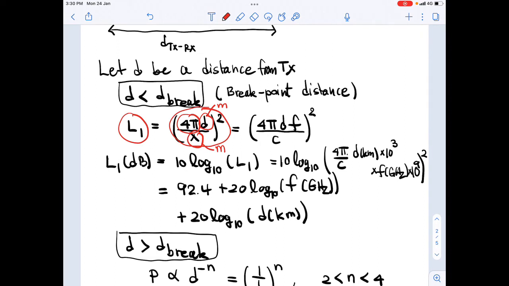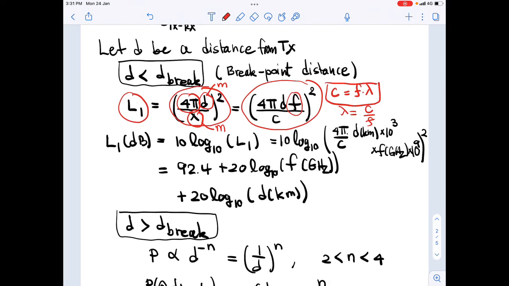We can convert lambda into frequency. If you remember the formula, c is equal to f multiplied by lambda. Here c is the speed of light, which is the speed of the wave. We use an electromagnetic wave, so it's close to the speed of light. So c, the speed of light, is equal to f, the carrier frequency, multiplied by lambda, the wavelength of the signal. So lambda is equal to c divided by f. We replace that and get another formula: (4 pi multiplied by d multiplied by carrier frequency divided by c) raised to power 2. And again, usually we're going to express this loss in terms of dB.